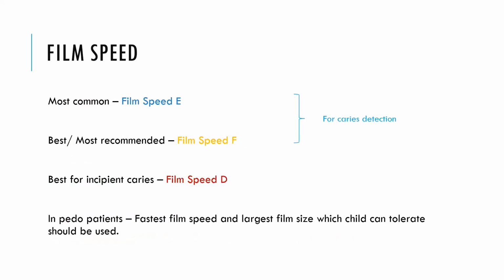Okay. Now comes the film speed. Firstly, remember in pedo patients, use the fastest speed film and the largest film which the patient can tolerate. Okay. So for caries detection, most commonly the film speed E is used and the most recommended, the best one, is film speed F. Next, for incipient caries detection, the film speed D is used. Okay, for caries detection, most commonly used is speed E, and the best one is speed F. Then for incipient caries detection, if this is specifically asked, then we write speed D.